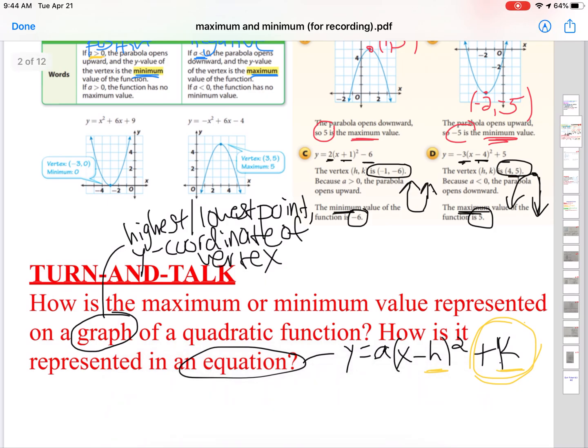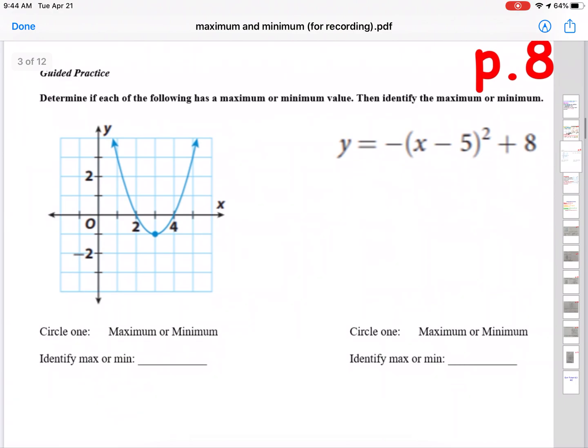So let's take a look at our guided practice at the bottom of page 8. At this point, I'd like you to try to pause the video, answer these two questions, and then come back to check your work.